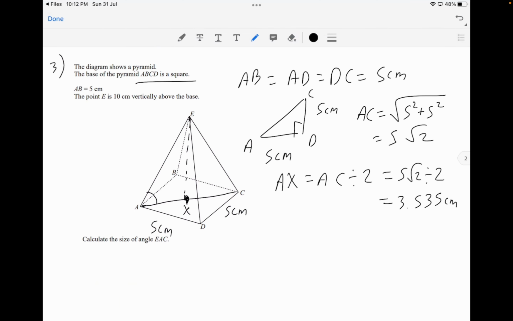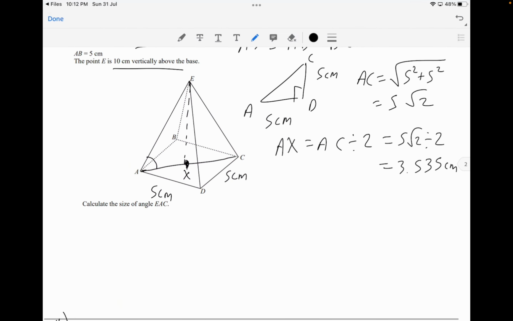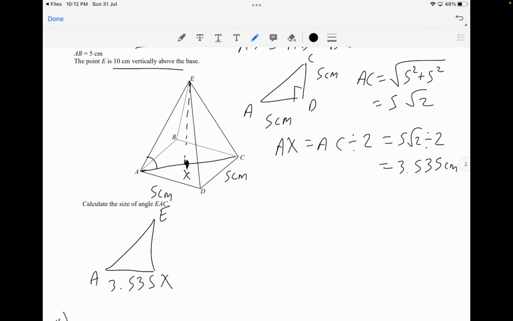Since we know that point E is 10 centimeters vertically above the base, we're just going to draw a small triangle here, AEX, where AX is equal to 3.535, and EX is 10 centimeters vertically above the base. That's going to make it easy to find out what angle EAX is. Sorry guys about that, I was just getting the naming of the triangles right.